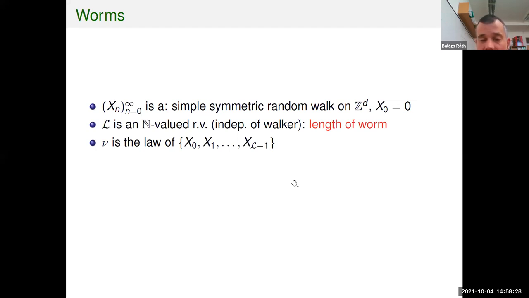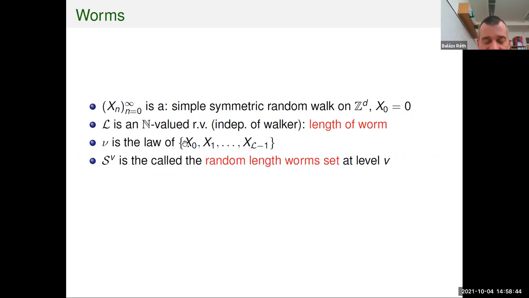This is the trace of the random walk in the first L steps, starting with zero and ending with L minus one. So in particular, it's a non-empty subset. So this is a random animal, and therefore I can specify from now on that S^V, the trace of the Poisson zoo with this particular choice of mu, is called the random length worms model at level V.